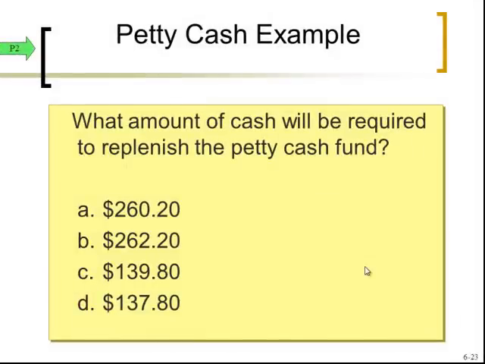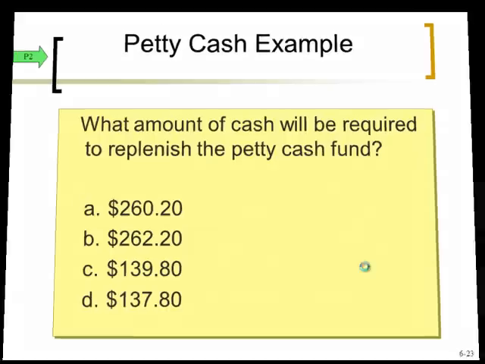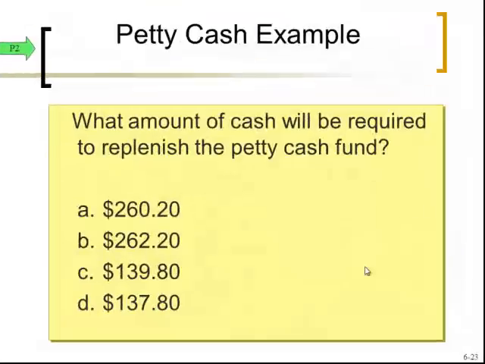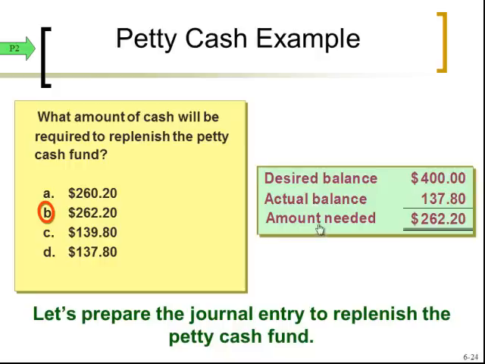The first question is, what amount of cash do we need to replenish the petty cash fund? It needed to be at $400. It was only at $137.80. So we subtract the two, $400 minus $137.80. That tells us we need $262.20 to replenish this fund.